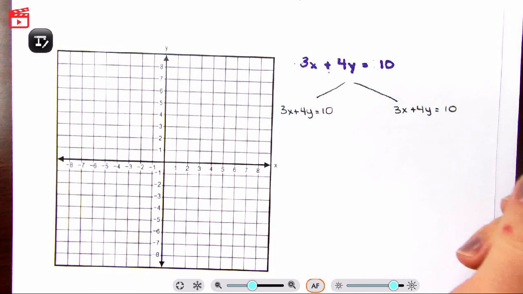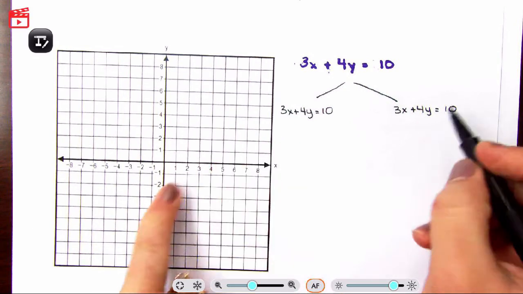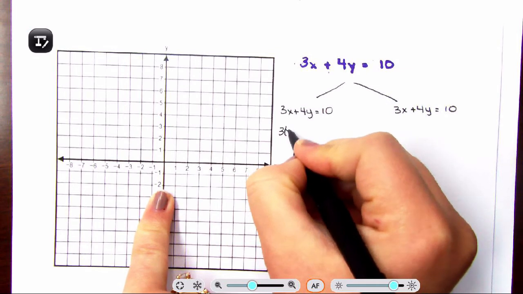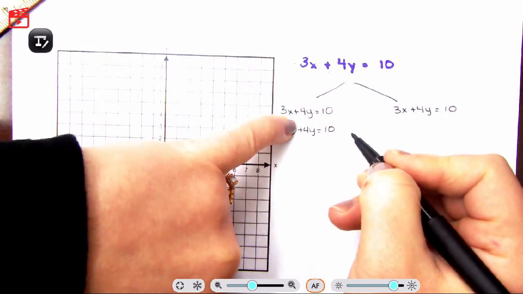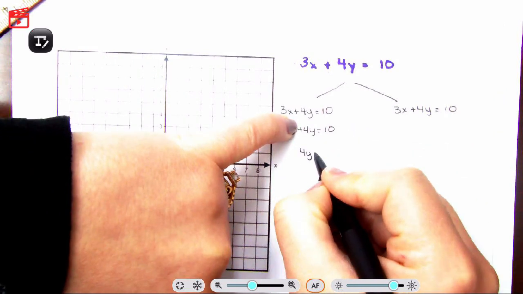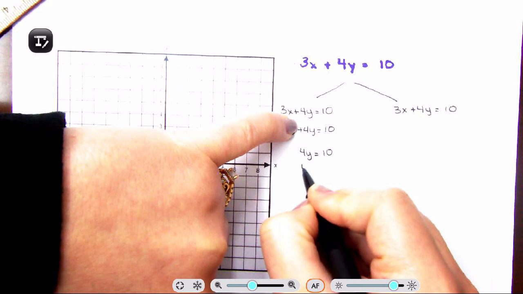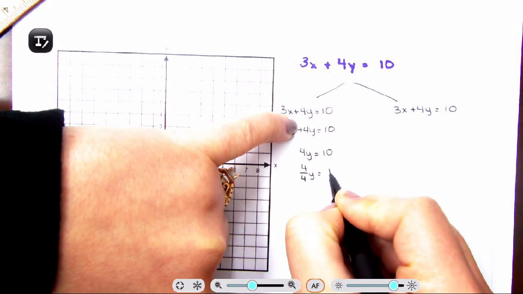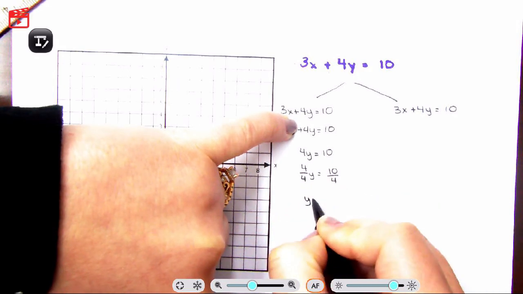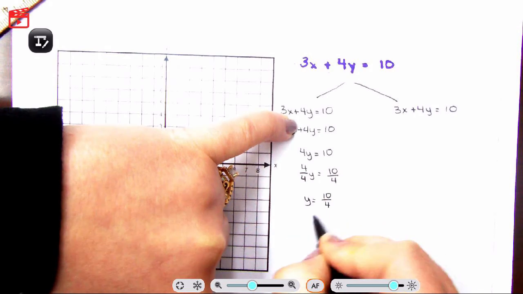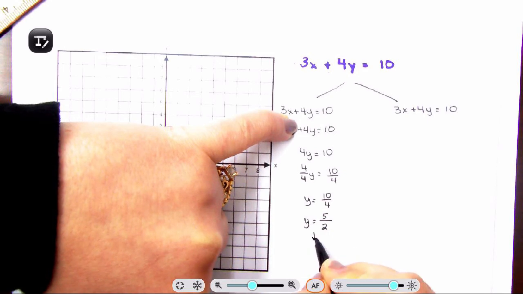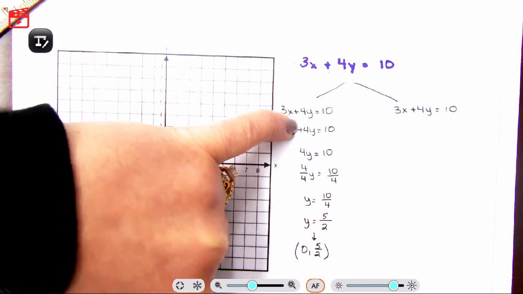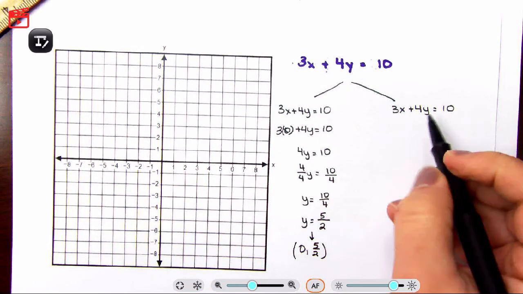So what do I have here? I'm going to make my x be 0. So I'm just going to take my finger and cover this term. So I have 4y equals 10 left over. I'm going to divide both sides by 4. So y is equal to 10 fourths. However, I need to simplify that because 2 goes into 10 and 2 goes into 4. So my y-intercept is 0, 5 halves. Now, don't worry that it's a fraction. I'll show you how to do that in just a little bit.